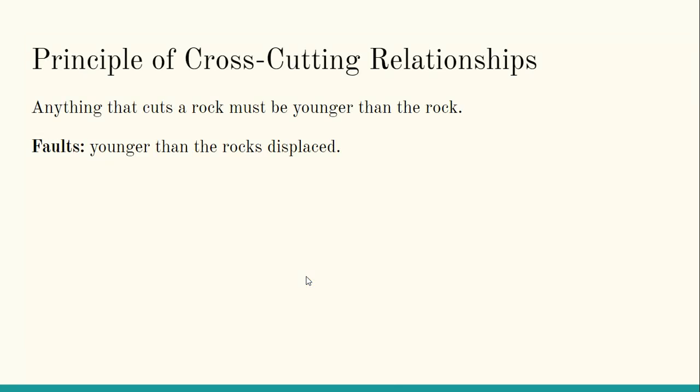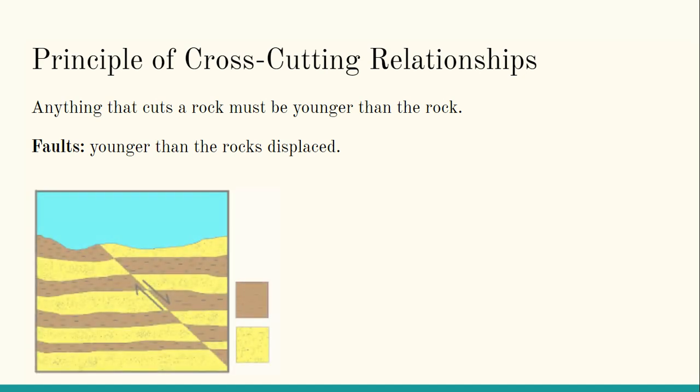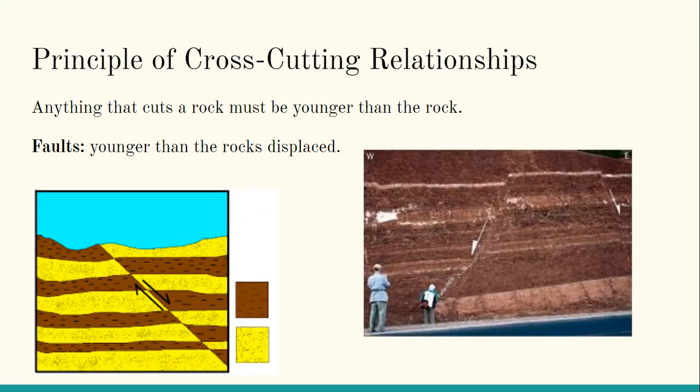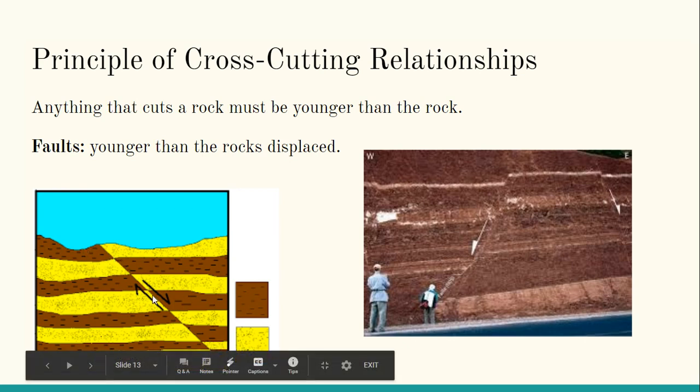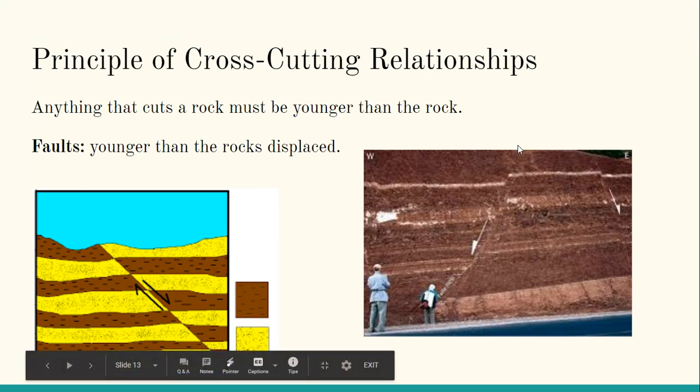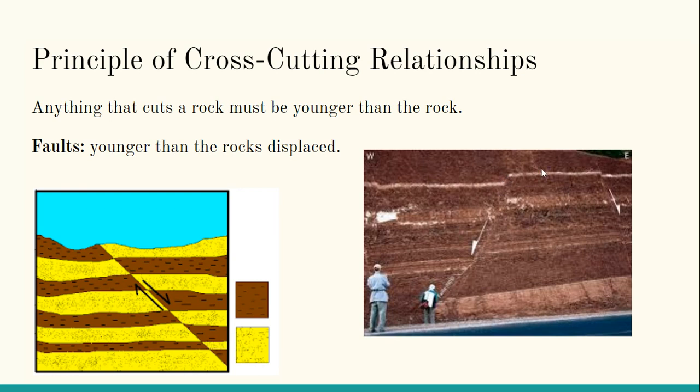Another example are the faults. Okay. So anything that cuts a rock must be younger than that rock. So here, these layers all were laid down. They at one time all lined up. The fault happened after that. And you can see here, here's a perfect example. If you're looking on the picture at the right, you see this white line going across here. At one time, they all lined up. And then the fault moved, so the fault is younger than this layer that was cut through.